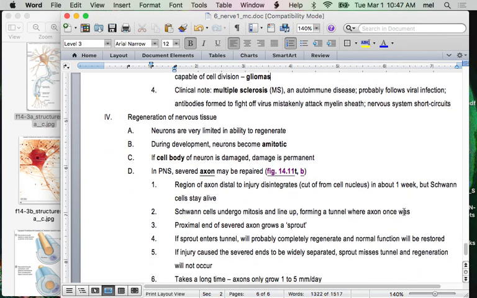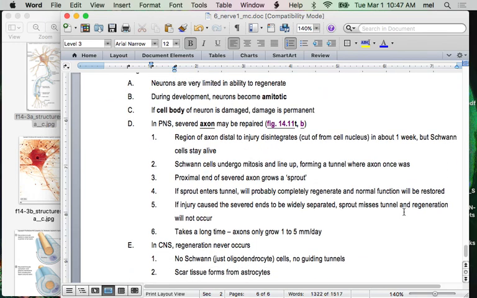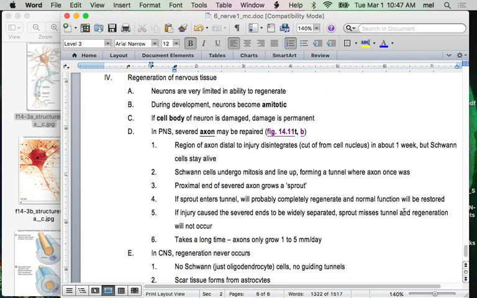Okay. All right, so the last part is regeneration of nervous tissue. So let's talk about regeneration of nervous tissue. So do you ever regenerate nervous tissue? And the answer is, well, it depends. It depends on where the damage occurred. It also depends a little bit on when the damage occurred.